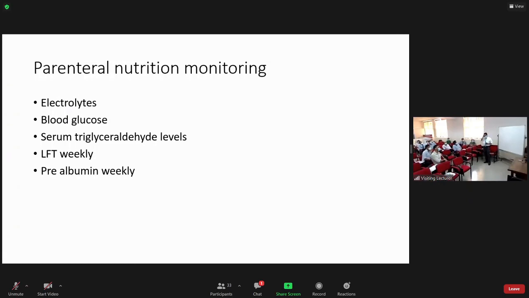Why is albumin not recommended? Albumin can be affected by other factors. At the same time, it has a long half-life, 20 days. So you can't see short changes by doing albumin, but pre-albumin or transthyretin, the same thing, is a comparatively better indicator. It has a short half-life when you compare with albumin. Next slide, please.